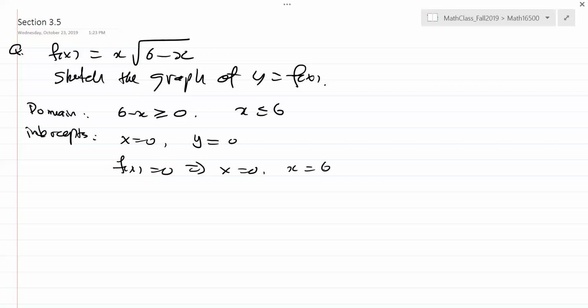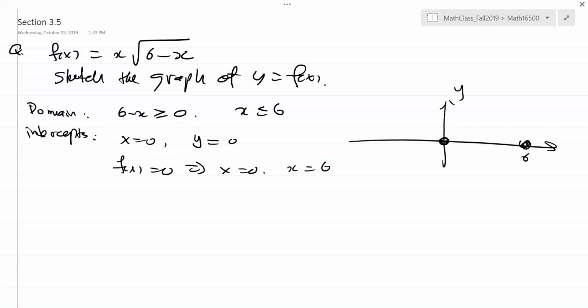So the graph passes through, this is the y-axis and this is 6, the graph passing through those 2 points. It's only defined on the left-hand side of 6.